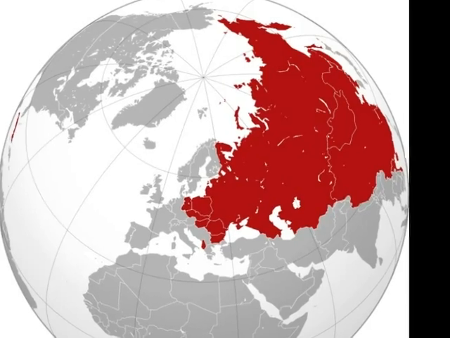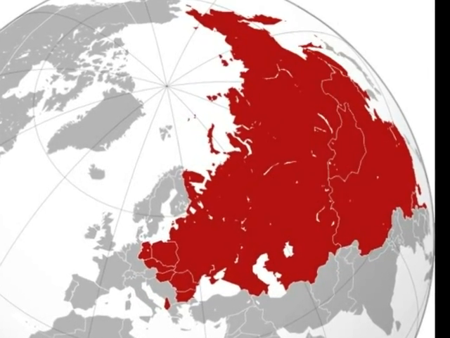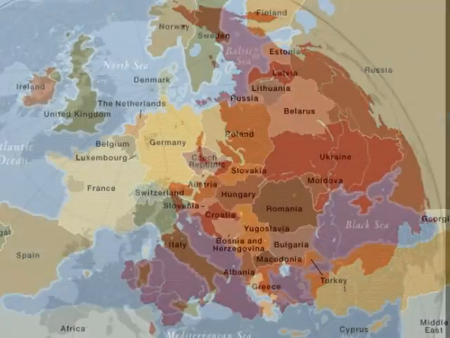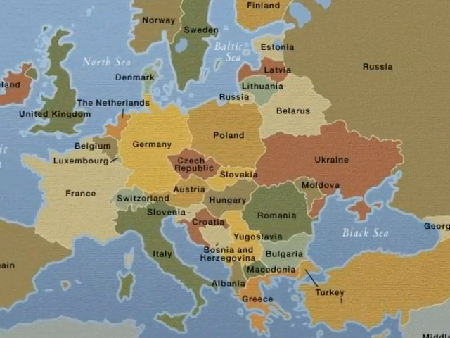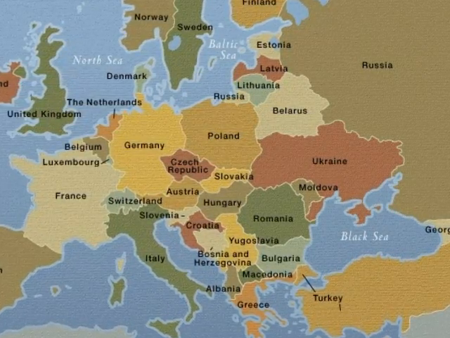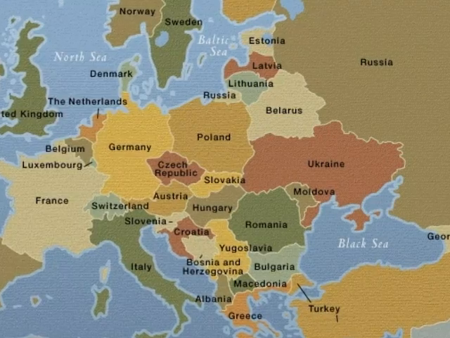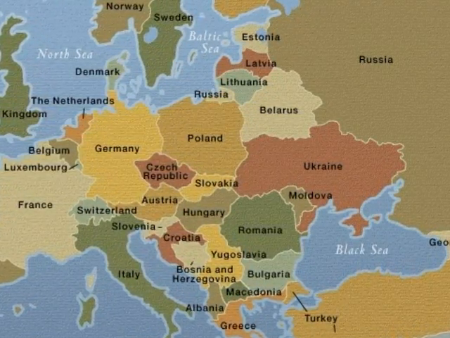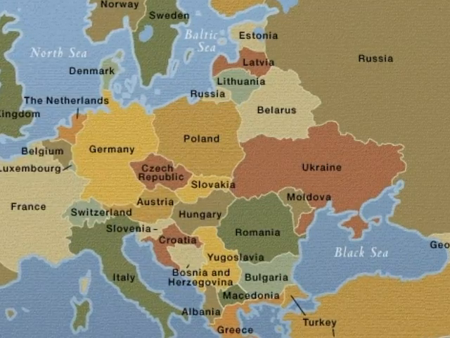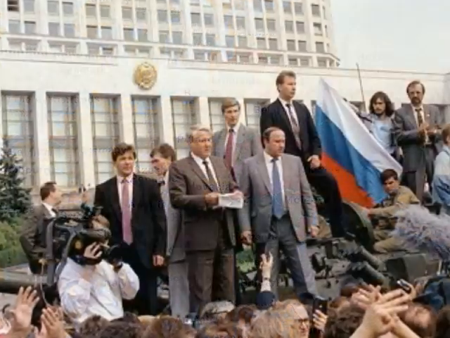Here's a map view of the USSR at its largest, before it fell in 1991. The countries that appeared from the breakup of the USSR were Armenia, Azerbaijan, Belarus, Estonia, Georgia, Kazakhstan, Kyrgyzstan, Latvia, Lithuania, Moldova, Russian Federation, Tajikistan, Turkmenistan, Ukraine, and Uzbekistan.